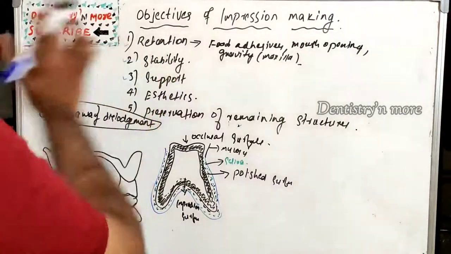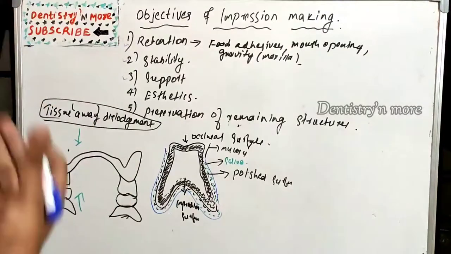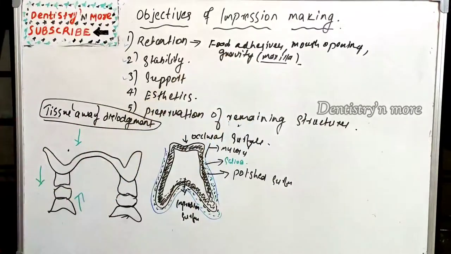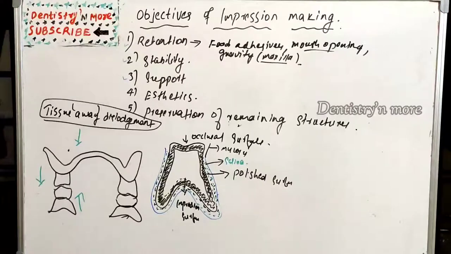So we'll start with retention. Retention is defined as that quality inherent in the dentures which resists the force of gravity, or adhesiveness of food substances, or the forces associated with opening of the jaws. So it is the quality of the denture to resist the gravitational force, especially in the maxilla, or the food adhesiveness, and also forces associated with mouth opening.